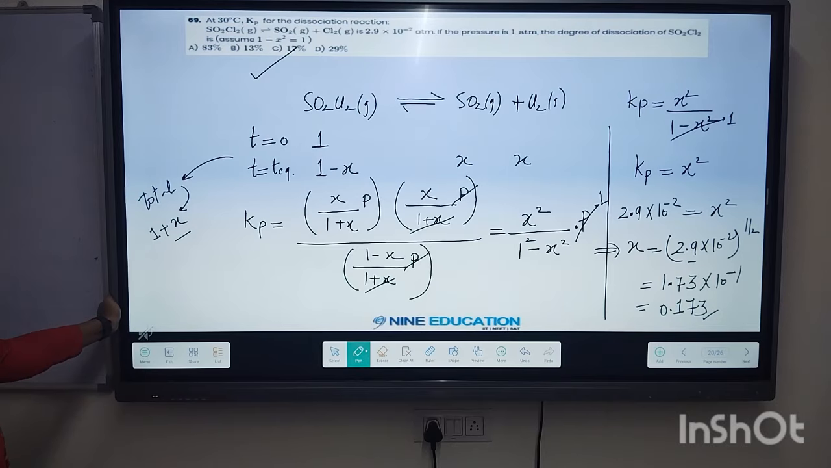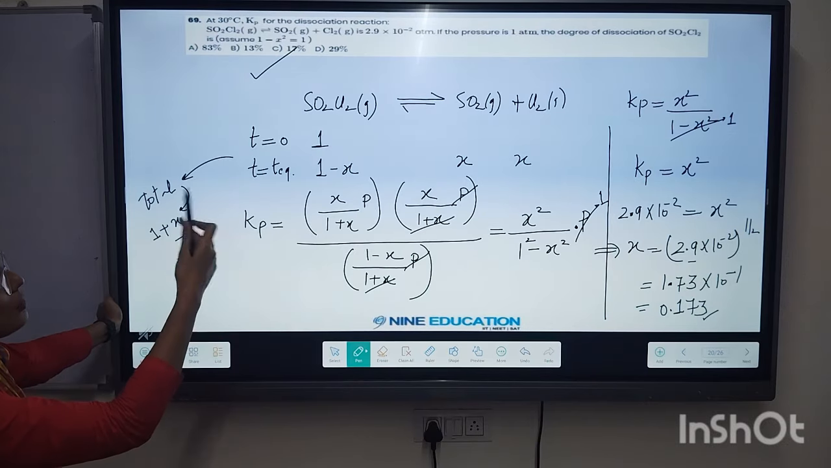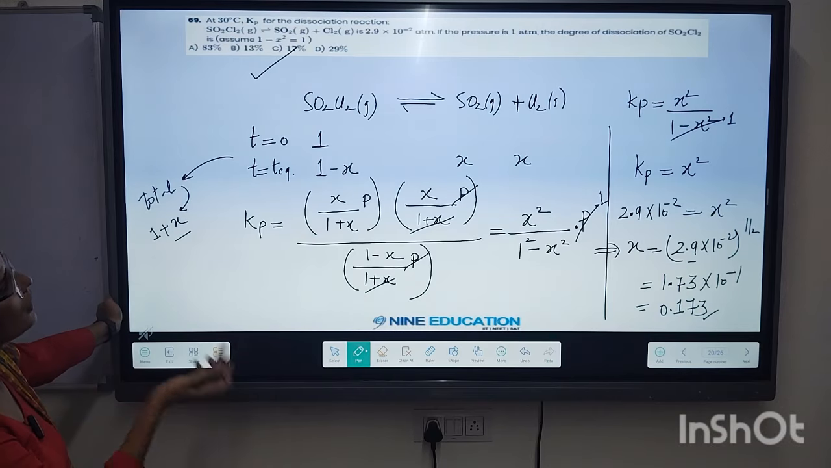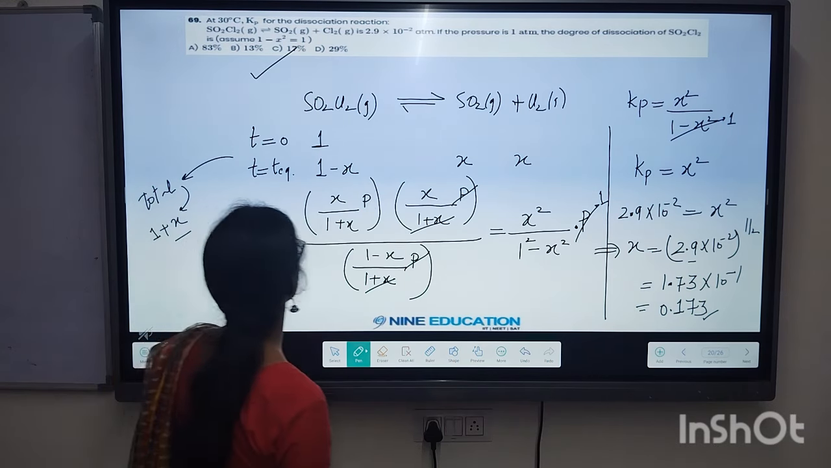Again, for question 69, the key point is that we have a dissociation reaction for which Kp is provided, meaning they are asking you to talk about equilibrium. As you do not know any initial amount and they are asking for degree of dissociation in terms of percentage, you start with 1 mole, write down the Kp expression, and do the simplification they already ask you to do. After solving for x you can express it as a percentage. So around 17% of SO2Cl2 will be dissociated. Fine.